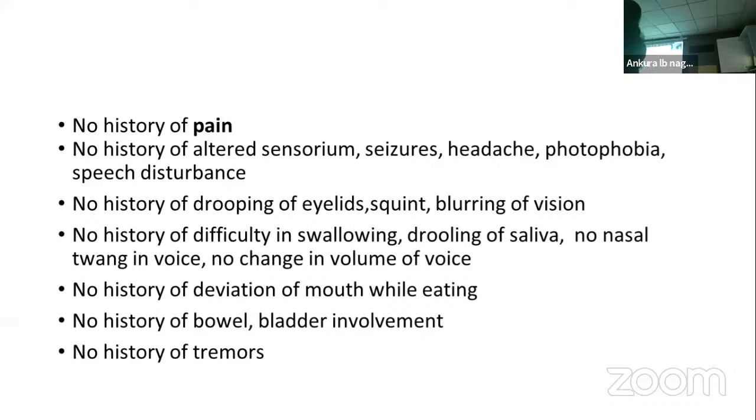So botulism, what will be the classical feature? Any examination feature that will help us? Wonderful. So pupil examination, they are dilated. Ptosis, dilated pupil not reacting, then you can think of botulism. Ptosis with dilated pupil is botulism. Okay.